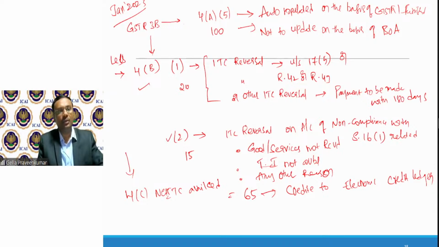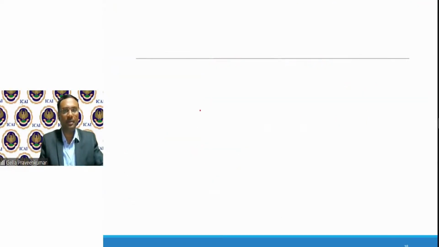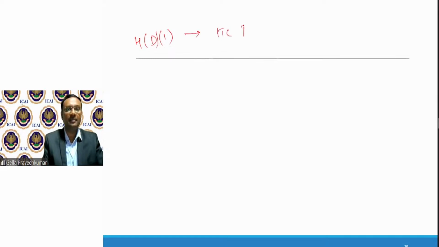Sir, I have done this. What will happen to this 4B2 in subsequent months? Then they brought another table called 4D1. What is that? ITC reported in 4B2 of previous month, availed in current tax period.